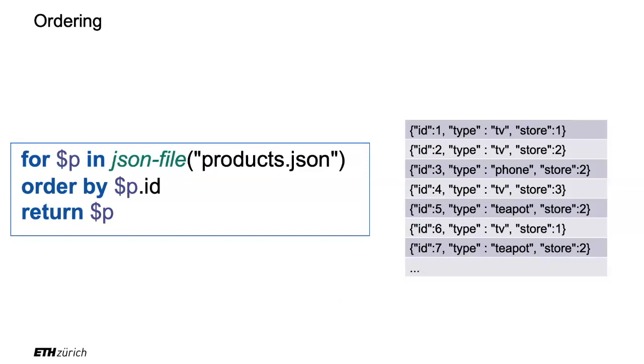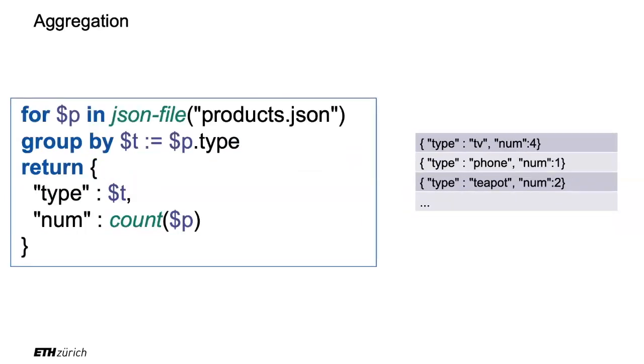We've seen that. Aggregation, something else you can do with SQL. You can do it with group by. In that case, you could do it with SQL because I'm using a count here. If I use an aggregation, these are things that SQL can do too. So here I group by type and I count for every type how many products there are. So there's 4 TVs, 1 phone, and 2 teapots.